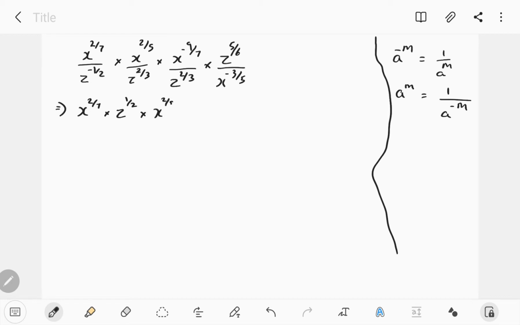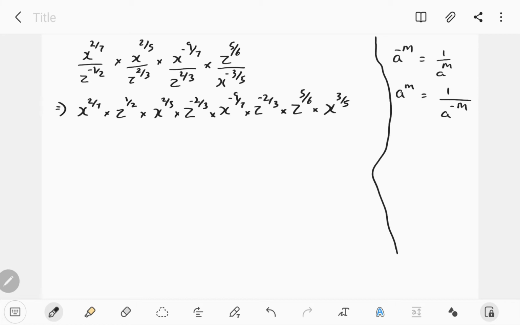multiplied by, the same way, numerator x power 2 by 5 remains the same, multiplied by z power 2 by 3. When I bring it to the numerator, it becomes minus 2 by 3. Then numerator again, x power minus 9 by 7 remains the same. Z power 2 by 3 again, when I bring it to the numerator, it becomes z power minus 2 by 3. And over here, the numerator is z power 5 by 6 multiplied by x power minus 3 by 5. When I bring it to the numerator, minus of minus 3 by 5 will give me 3 by 5.